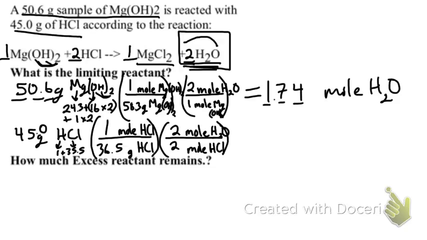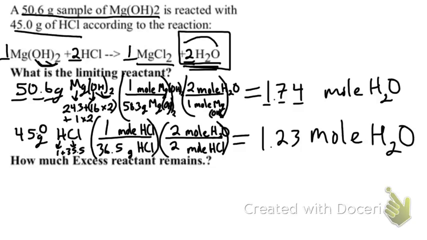So now we take 45 times 1 times 2 divided by 36.5 divided by 2. The 2's will actually cancel nicely, so it really just turns into 45 divided by 6.5. So now, when we do that, we come up with 1.23 moles of H2O. 3 significant figures, because we had 3 significant figures.